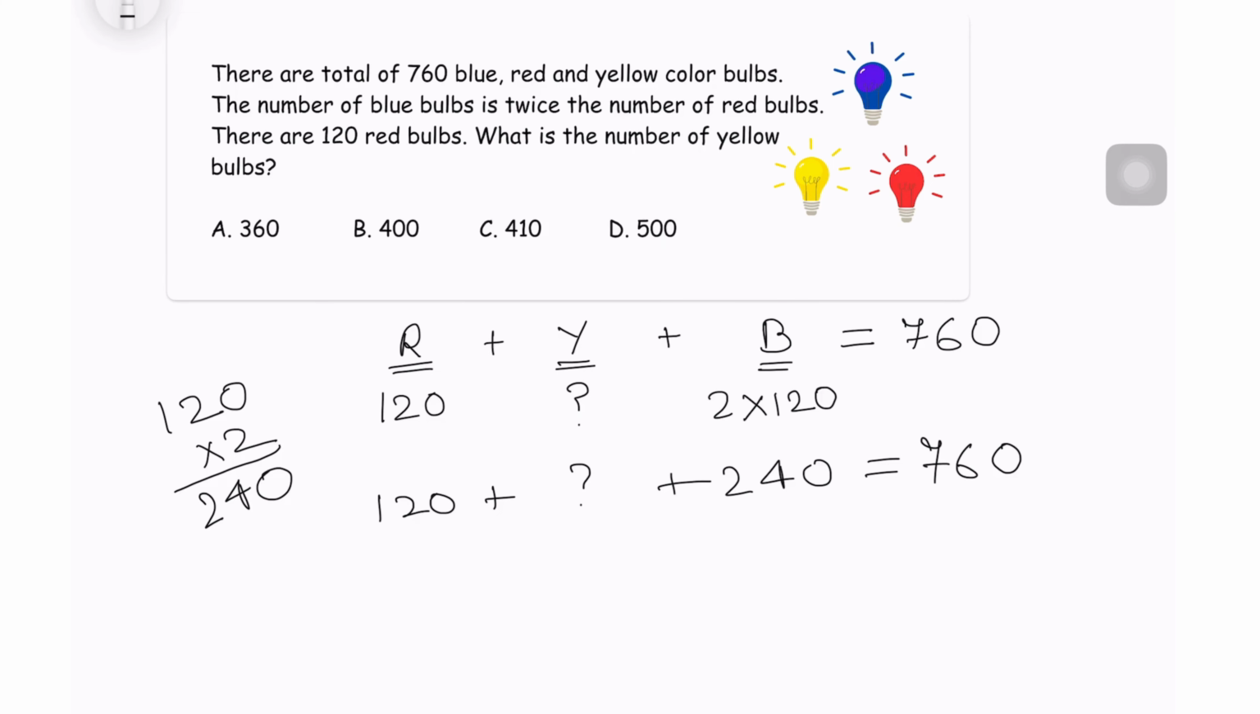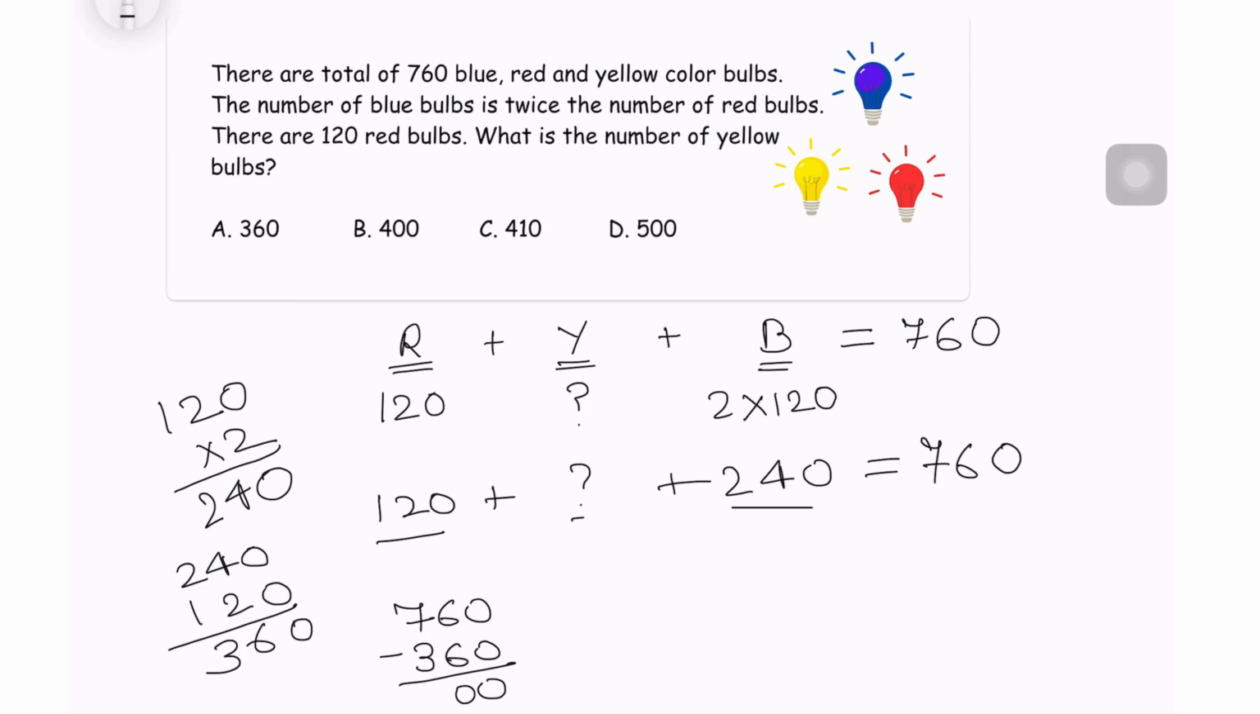So if we add red bulbs and blue bulbs, and we subtract from 760, then we will get the yellow bulbs, right? So let's add. 240 plus 120 is 360. Then from 760 we will subtract 360. 0, 0, 4. So the number of yellow bulbs is 400.